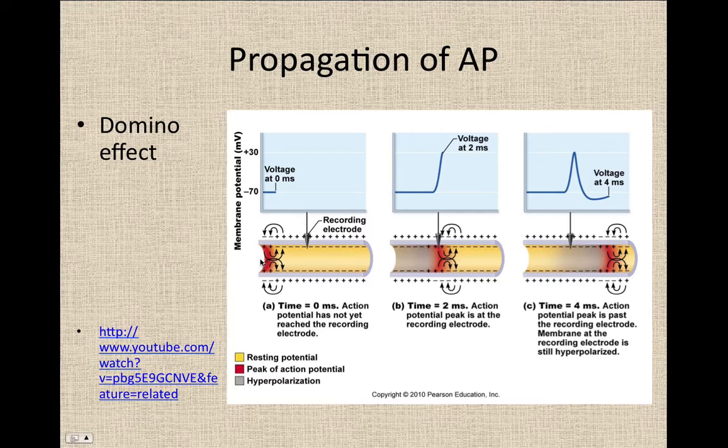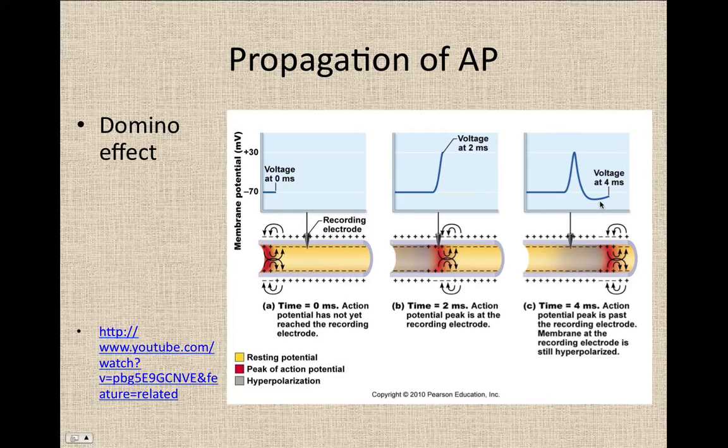Okay, so at time zero, the action potential has not yet reached that electrode. It's going through the axon, but it hasn't reached the electrode where you actually will measure the voltage. At 2 milliseconds, the action potential peak is at the electrode. So that is where you actually have changed the voltage at the point that the electrode is at. Okay, but at 4 milliseconds, now the action potential is far beyond the electrode, and so the electrode won't read it anymore.